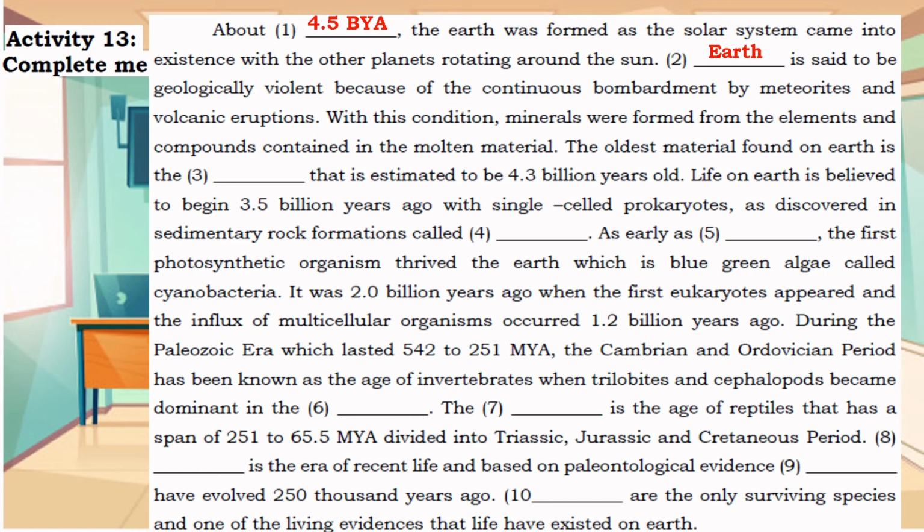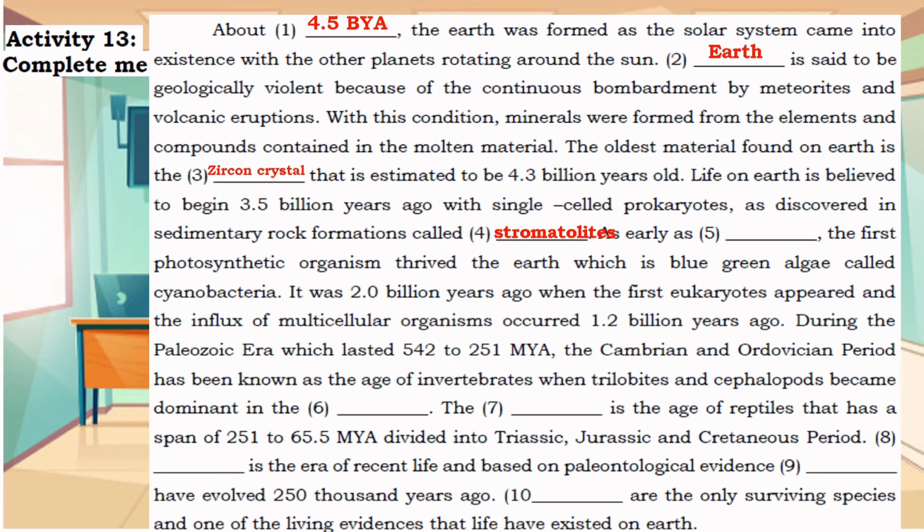With this condition, minerals were formed from the elements and compounds contained in the molten material. The oldest material found on Earth is the zircon crystal, that is estimated to be 4.3 billion years old. Life on Earth is believed to begin 3.5 billion years ago with single-celled prokaryotes, as discovered in sedimentary rock formations called stromatolites.